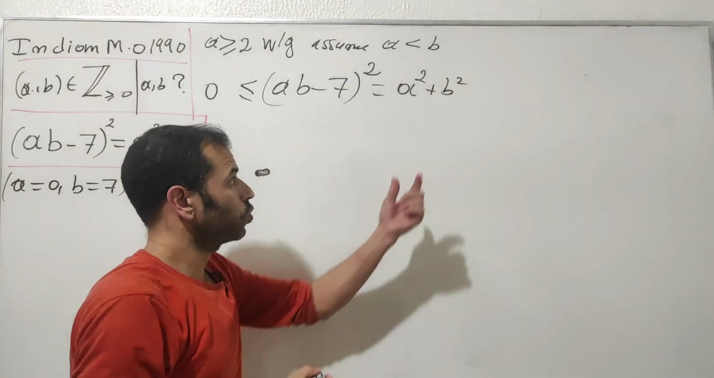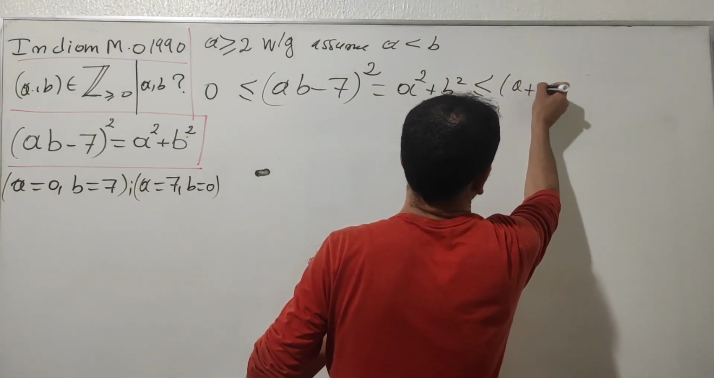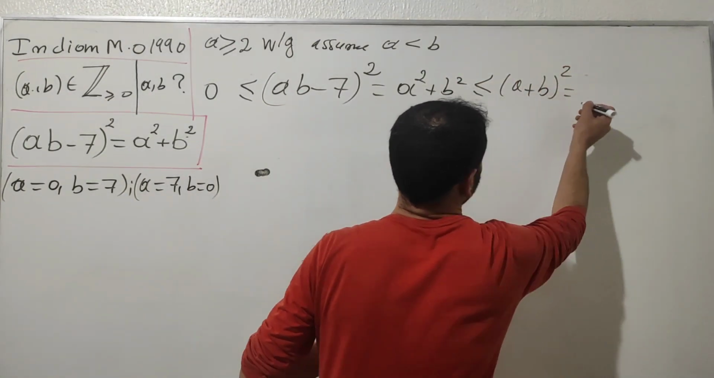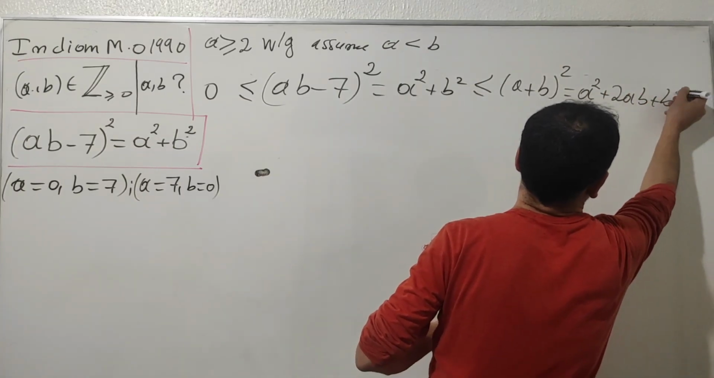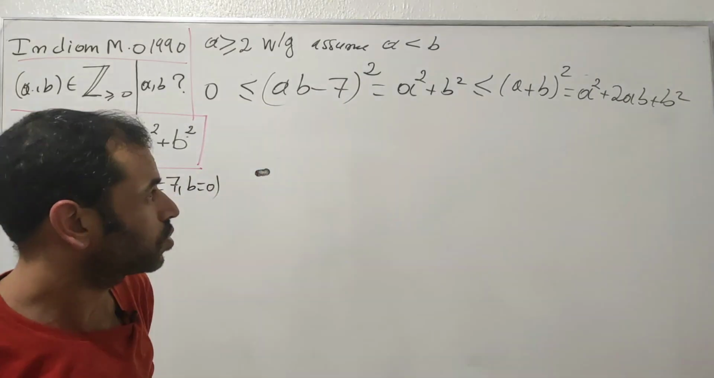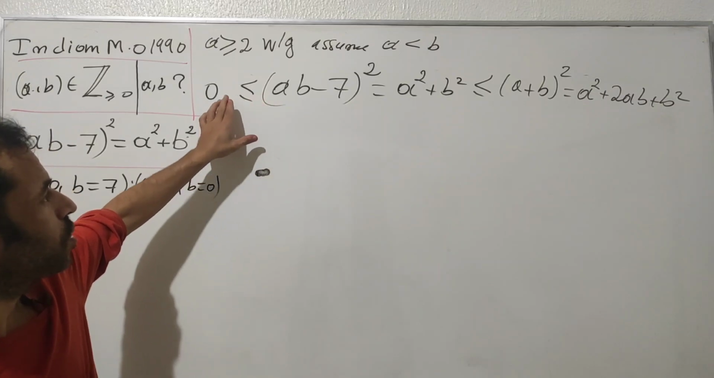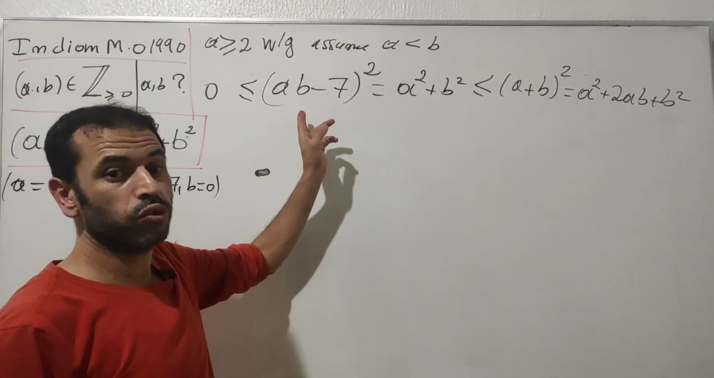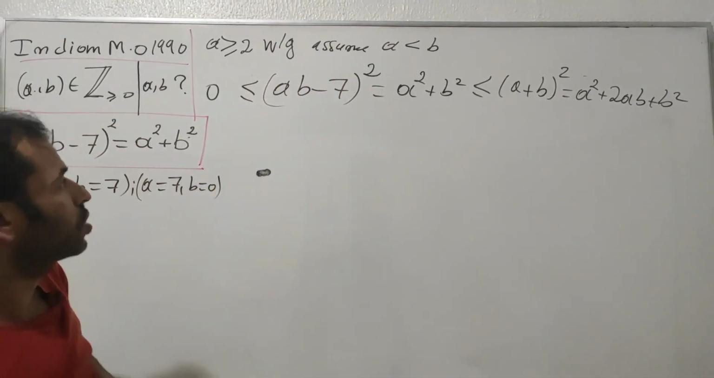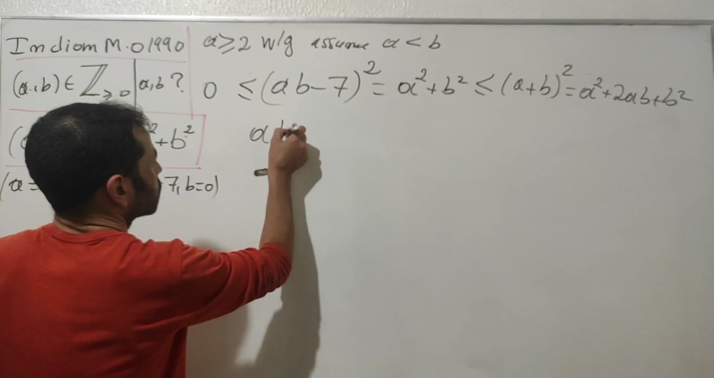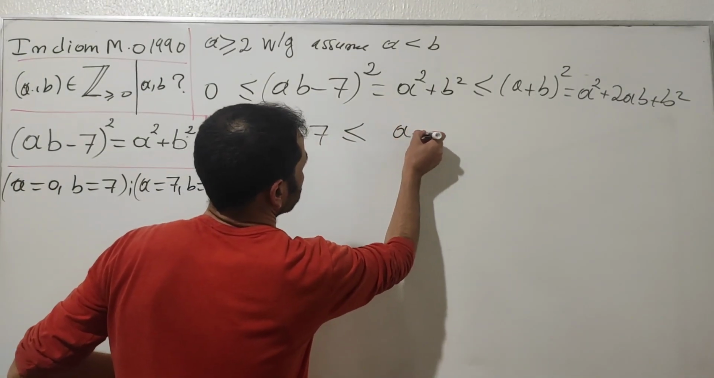We know the sum of these two squares is always less than or equal to (a plus b) squared, because if I distribute it, it is given as a squared plus 2ab plus b squared, since we are dealing with positive values. Since both sides are positive, I'm going to take the square root on both sides. The square and the radical cancel, so I get ab minus 7 is less than or equal to a plus b.